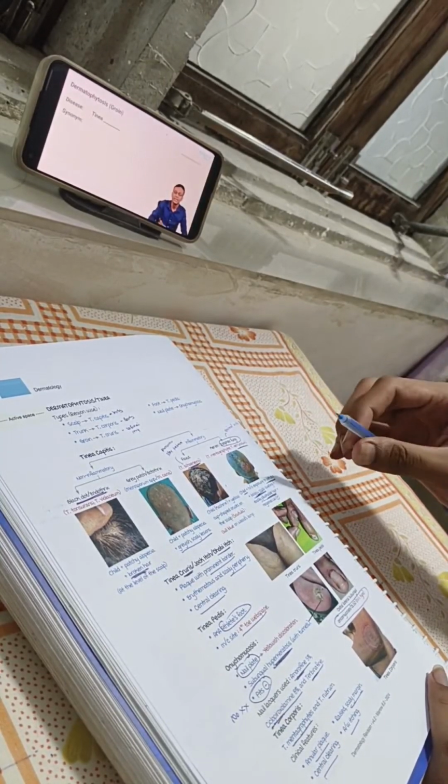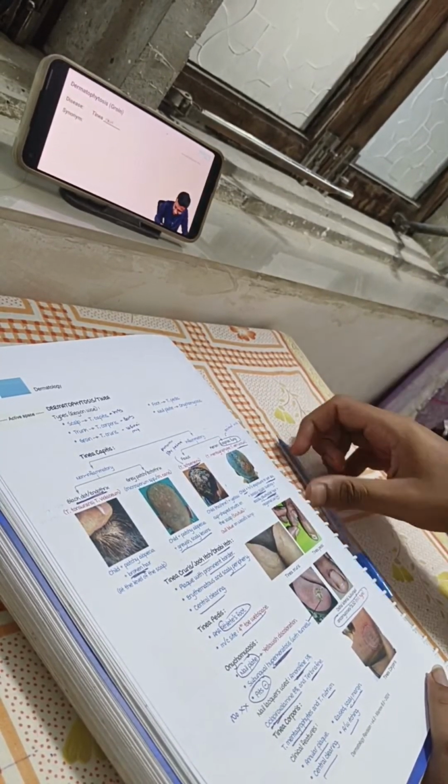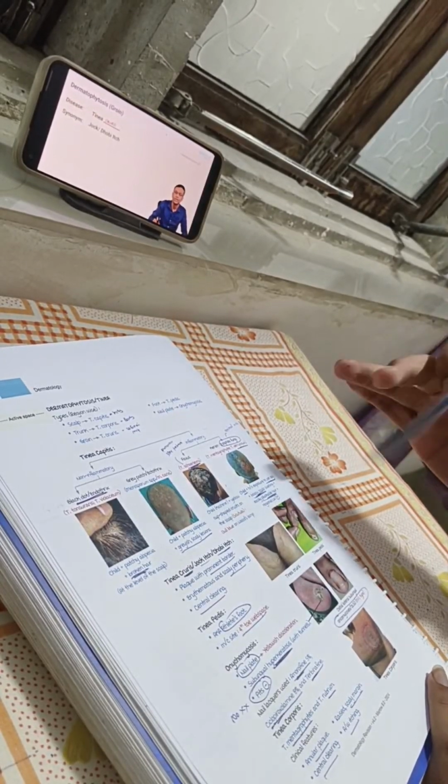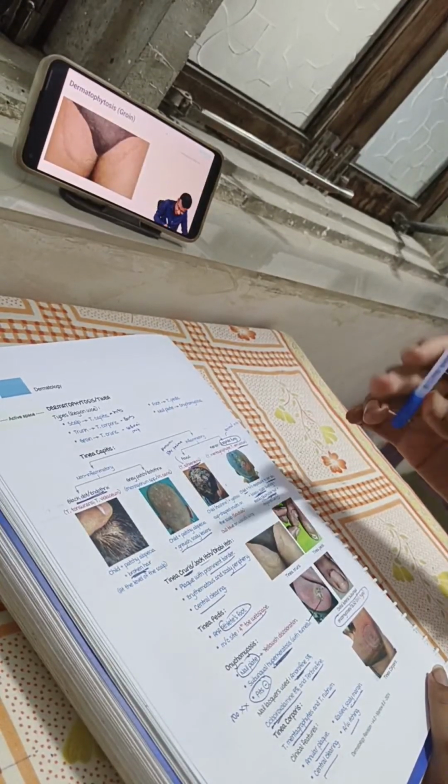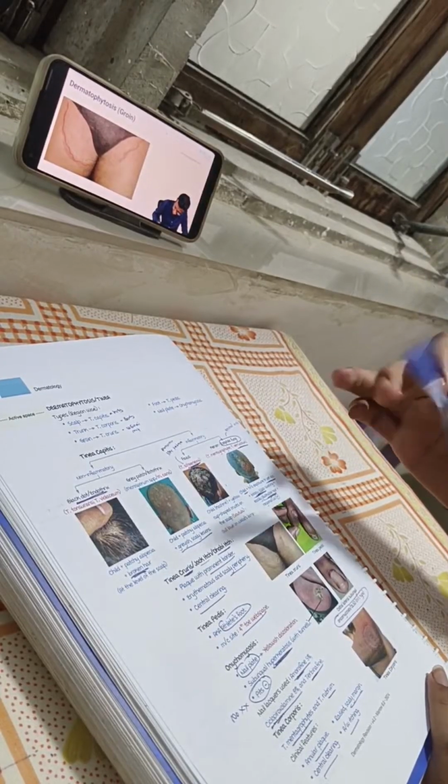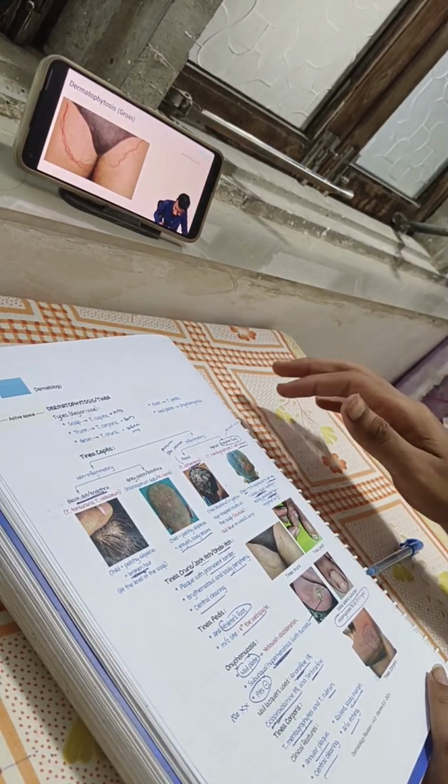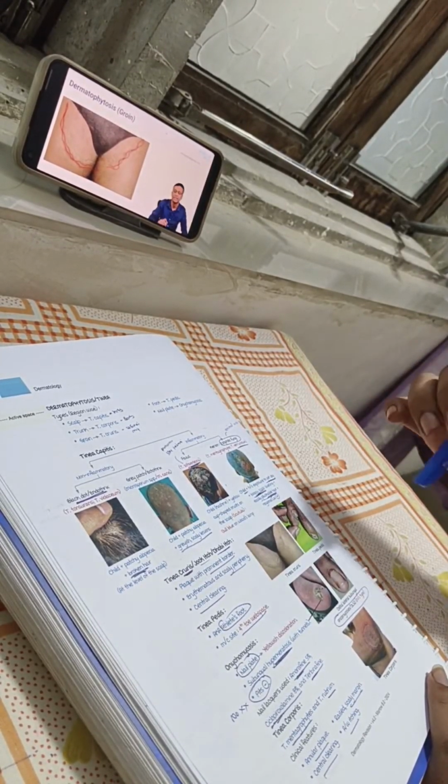Next, we look at dermatophytosis in the groin, which is referred to as tinea cruris. Tinea cruris is also referred to as jock itch, also referred to as dhobi itch. So this is a plaque of tinea where you can see the prominent border with central clearing. Jock itch, dhobi itch. This is a patient of tinea cruris.